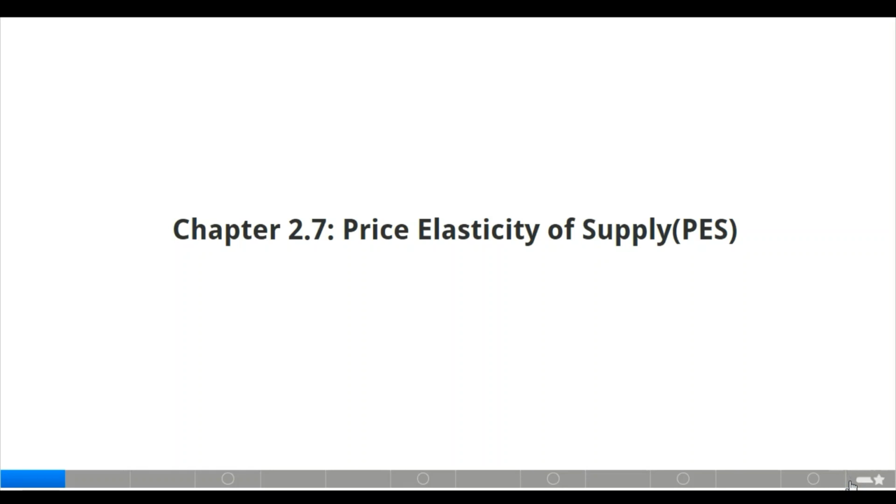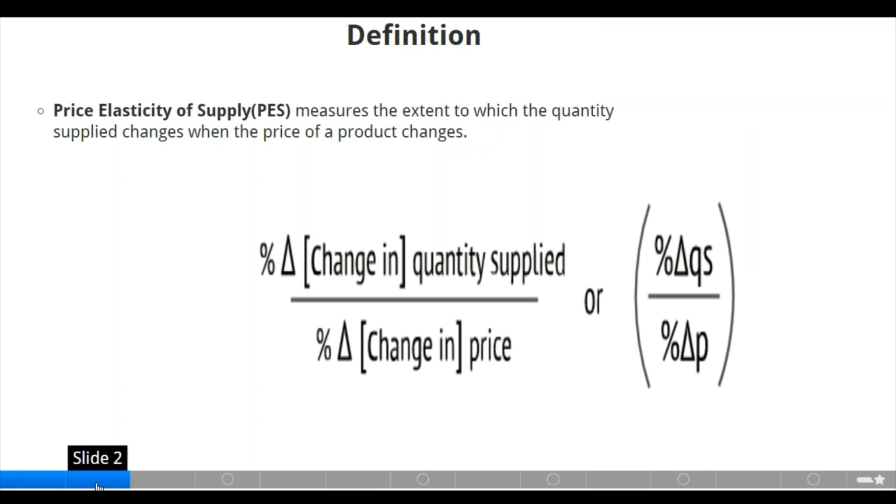Today we'll be discussing price elasticity of supply. In our previous class we talked about price elasticity of demand. Now we'll be looking at price elasticity of supply. What do we mean by price elasticity of supply? PES measures the extent to which the quantity supplied changes when the price of a product changes.